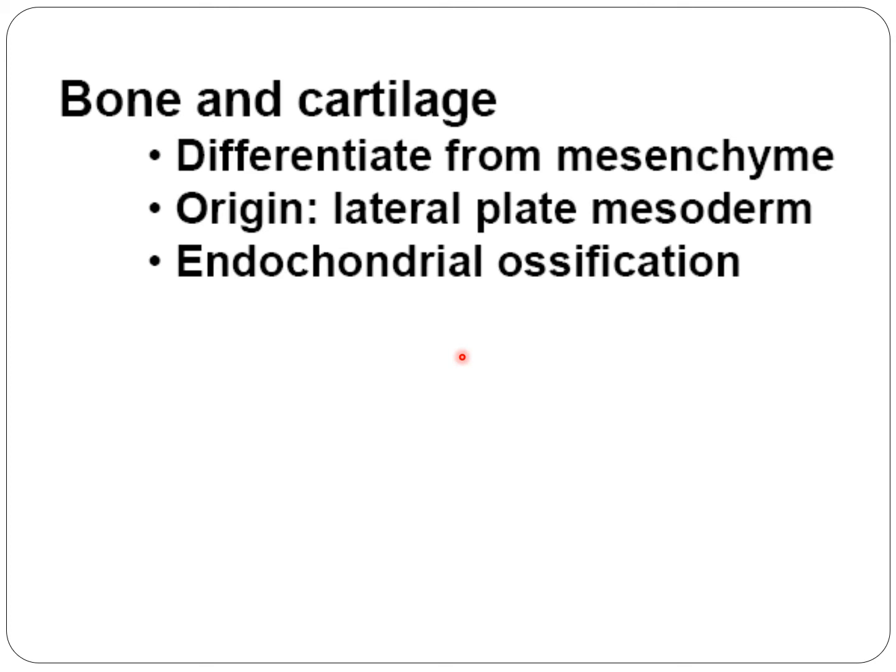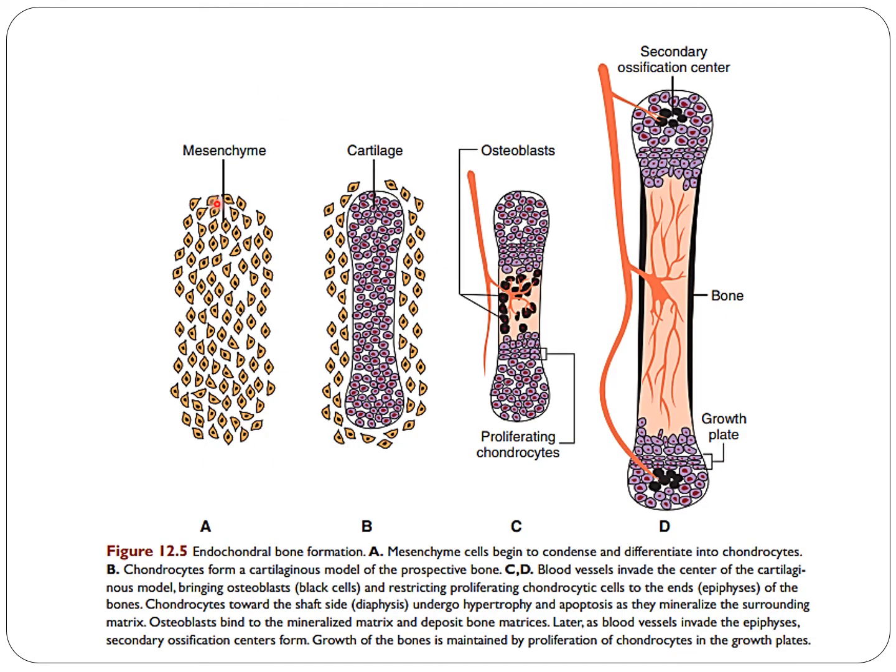The bone and cartilages differentiate from mesenchyme, and they originate from lateral plate mesoderm as we have discussed. The process of formation of bone and cartilage in the limbs is endochondral ossification. As in the foundation block we have discussed, we have three types of ossification: intramembranous ossification, intracartilaginous, which is also known as endochondral ossification, and third is membranocartilaginous ossification. So here the limb bones are formed mainly by intracartilaginous or endochondral ossification, which we can see here.